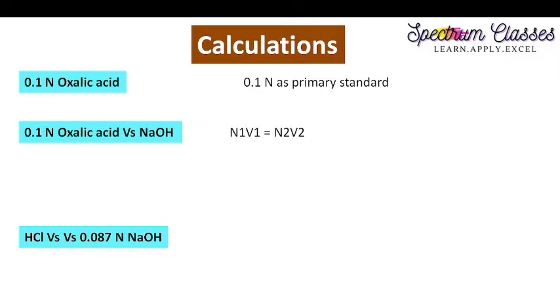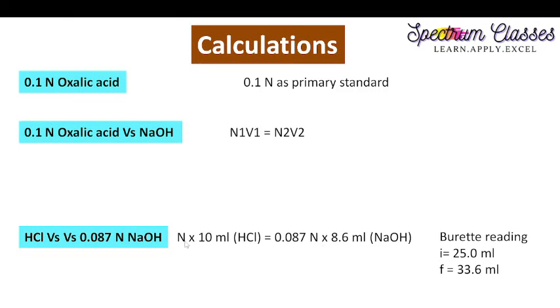The next calculation part is for the HCl versus NaOH solution, right? So this NaOH now we have calculated from this titration, so its normality is now this much, right? And HCl I have taken 10 ml in the conical flask, and the burette readings consumed against the 10 ml of HCl are, initial reading was 25 ml and the final reading was 33.6 ml. So the values which I am going to put in this normality equation.